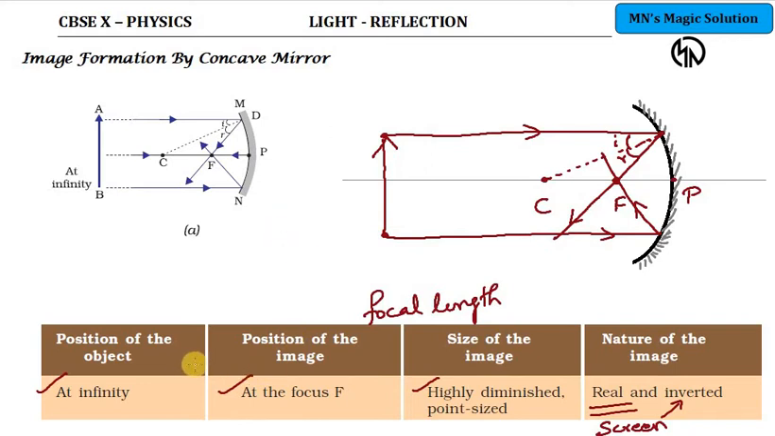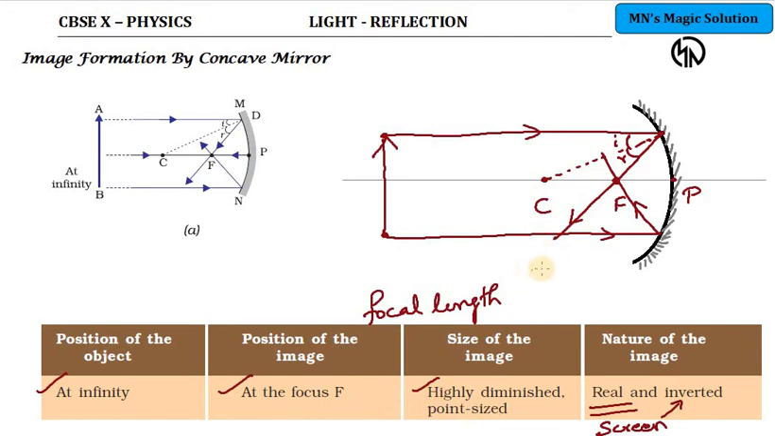Straight away they can ask, draw a ray diagram of a concave mirror when the object is kept at infinity. Or they can give the position of the image and ask you to draw the ray diagram. Or draw a ray diagram of a concave mirror where it produces a highly diminished point sized real inverted image. They can also give the nature and ask. So depending upon these scenarios, you will have to draw the ray diagram accordingly.